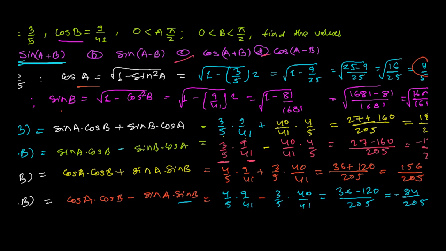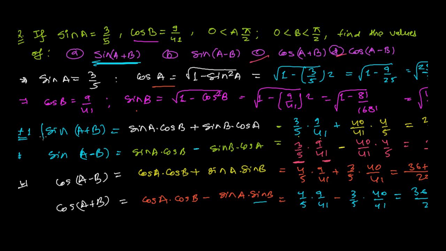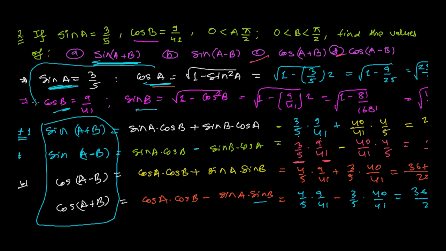This is how we need to find out all the values for the sine of A plus B, sine of A minus B, cosine of A plus B, cosine of A minus B. Means you first need all the values of sine A, sine B, cos A, and cos B. So you need to always find out all the values from the given values by using simple identities. I hope you understand. A lot of questions you need to deal with are related to this.